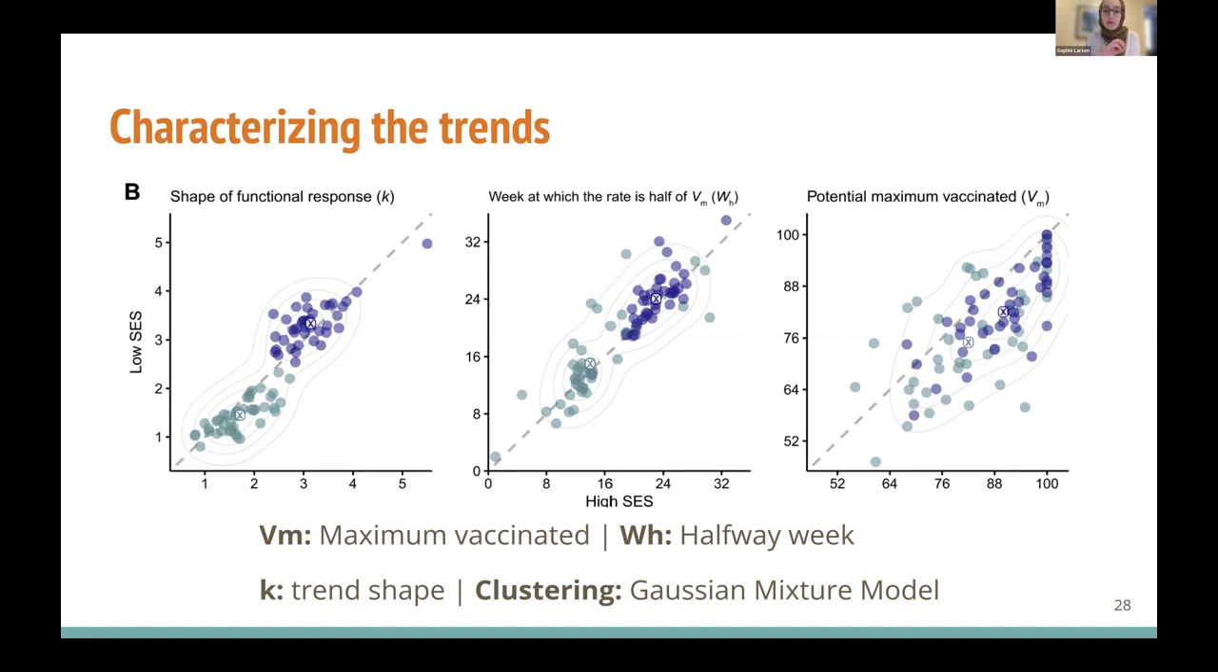The halfway week is a little bit more distributed, but we still see some clustering there. It's fairly linked to the shape. And then the potential maximum vaccinated is kind of all over the place. It's a little higher for the sigmoidal group, but in general, you could be concave and have a high level of vaccination. You could be sigmoidal and have a low level of vaccination.